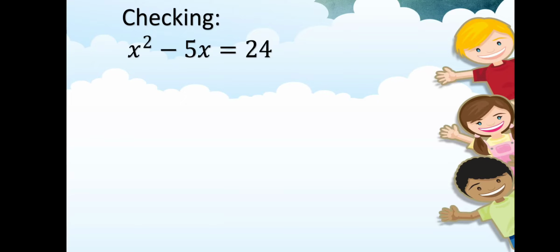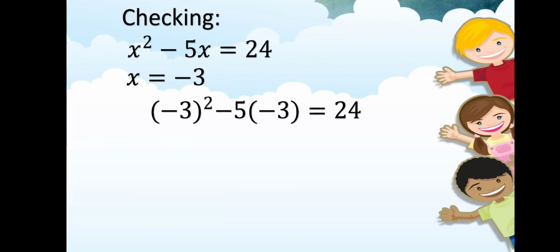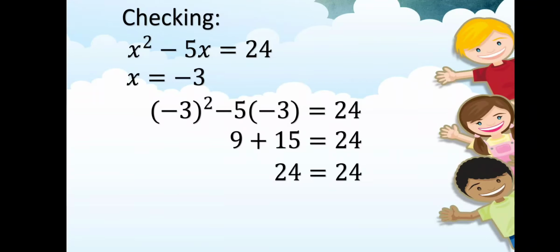Let us check if our answer is correct. Let us substitute negative 3 in the equation. Negative 3 squared minus 5 times negative 3 is equal to 24. Let's simplify the given. We'll have 9 plus 15 is equal to 24. Finally, we have 24 is equal to 24. That means negative 3 is the root of x squared minus 5x is equal to 24.